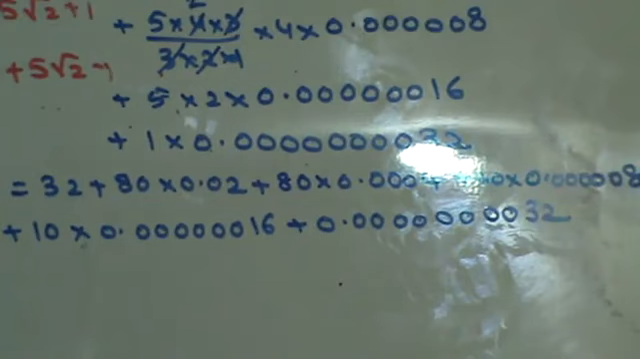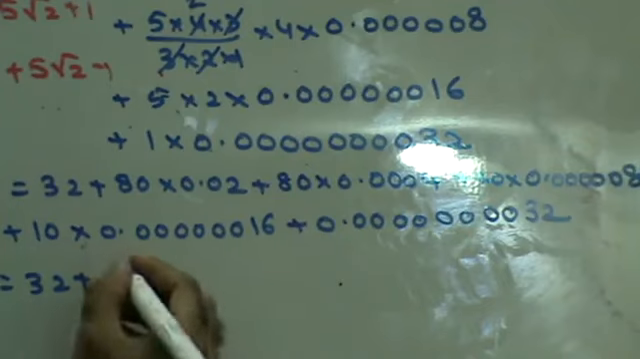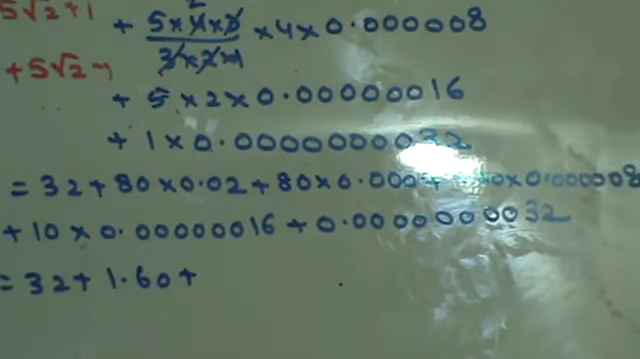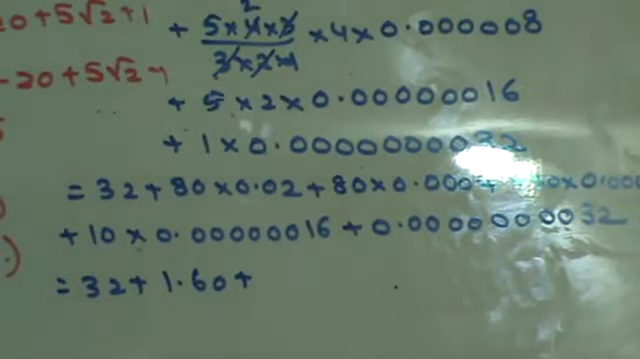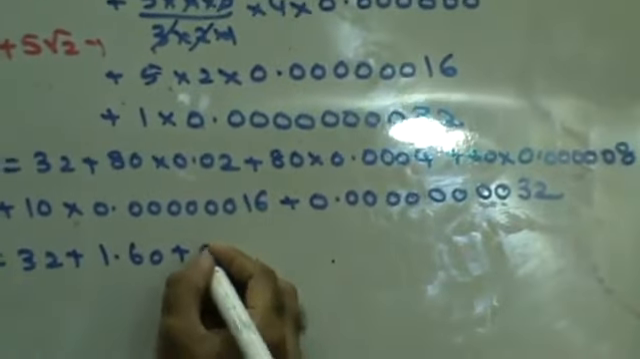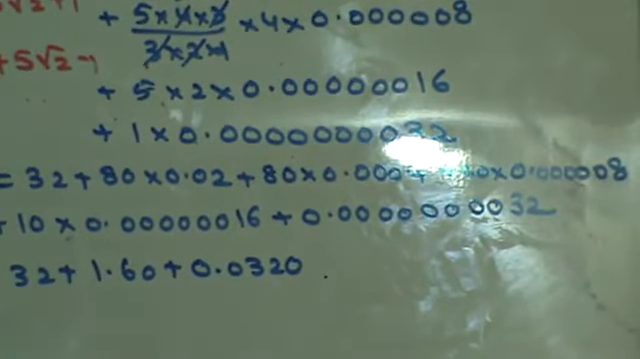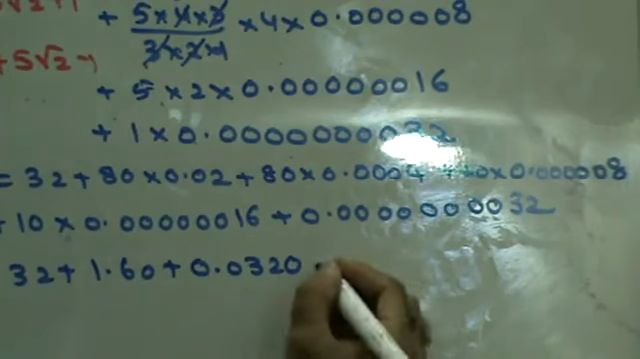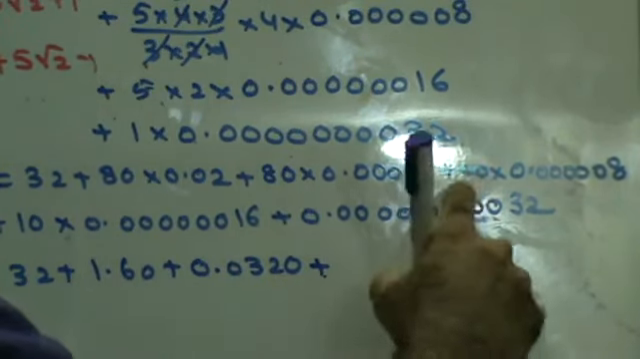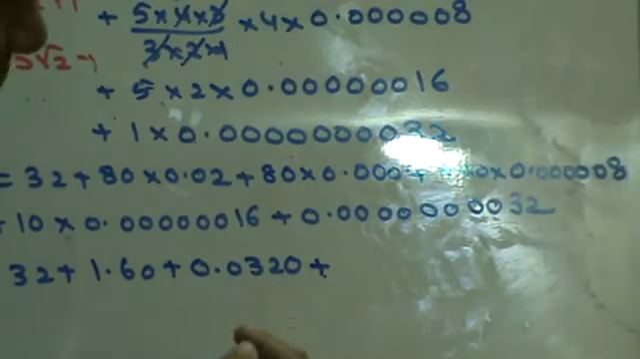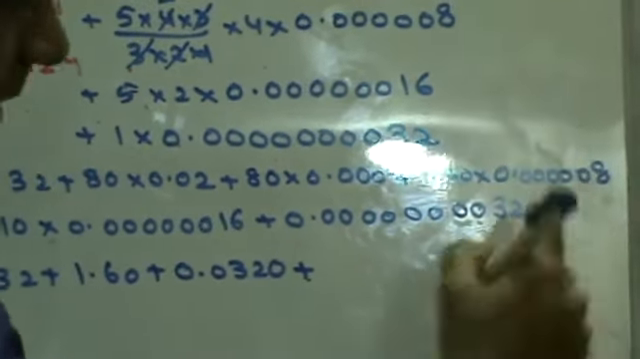So when you multiply this, this is going to be 32. 80 into 0.02: 8 2s are 160. 2 decimal places, 1.60. 8 4s are 320, so I need 0.0320. Plus 4 8s are 32, and 1 decimal place will go. So 1, 2, 3, 4, 5, 6. So 5 decimal places.